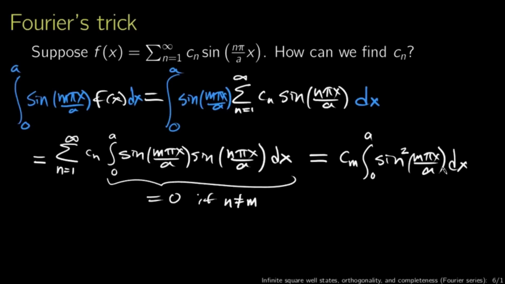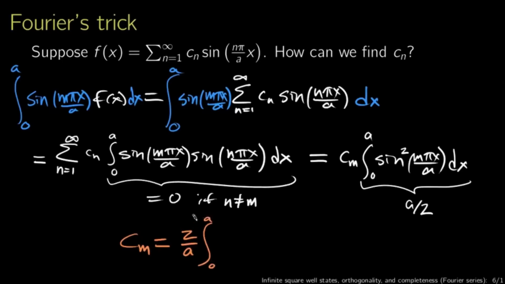And this looks like our normalization condition. We know how to do this integral. This just comes out to a over 2. So we've done all of our integrals and we've made our sum go away, which is a pretty neat trick. We have our left-hand side over here, and our right-hand side is just C m times a over 2. So we can solve for C m, and what you get is that C m is equal to 2 over a times the integral from 0 to a of f of x sine m pi x over a dx.